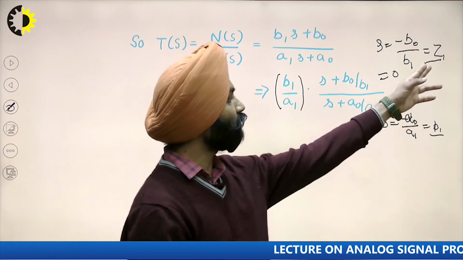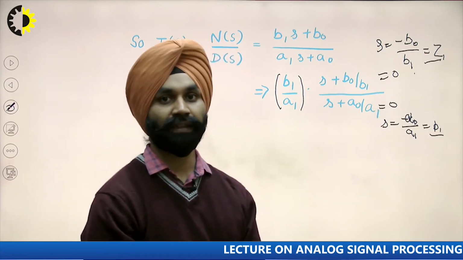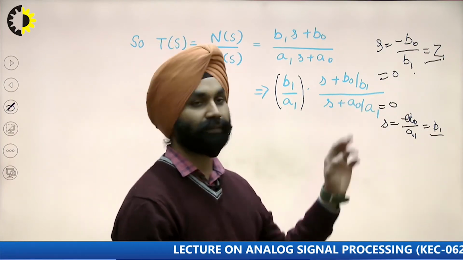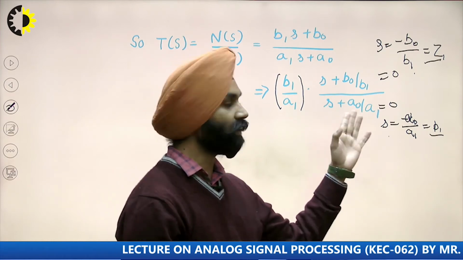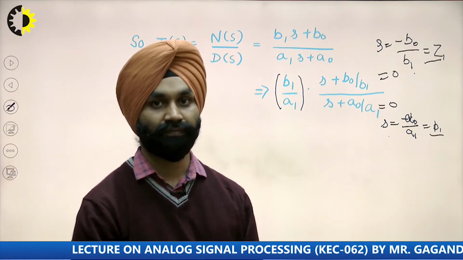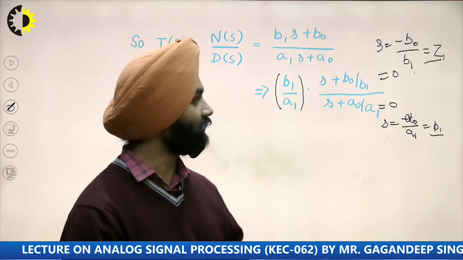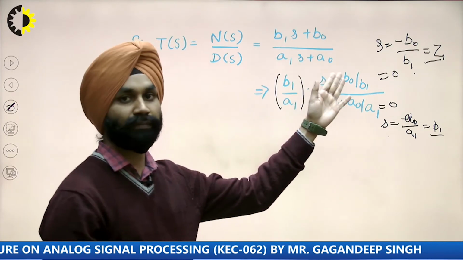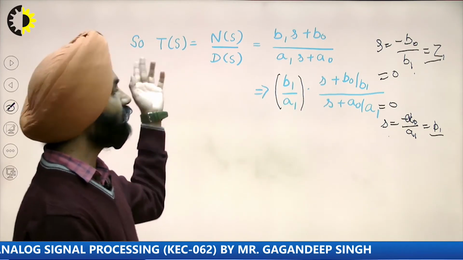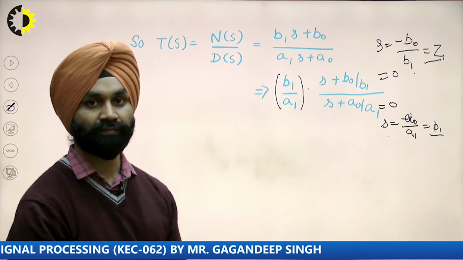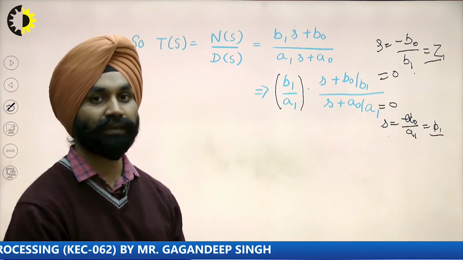Now how these poles and zeros will be selected: zeros will be selected using b naught and b1, poles will be selected using a naught and a1. Reversely, these a naught, a1 and b naught, b1 will give our transfer function result. So that's how we will implement the filters.